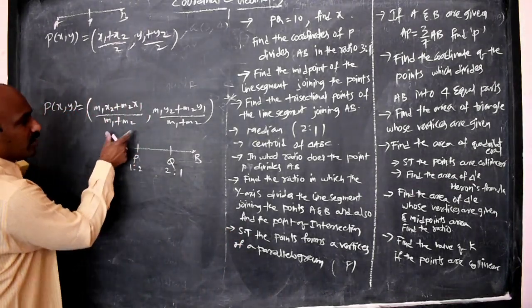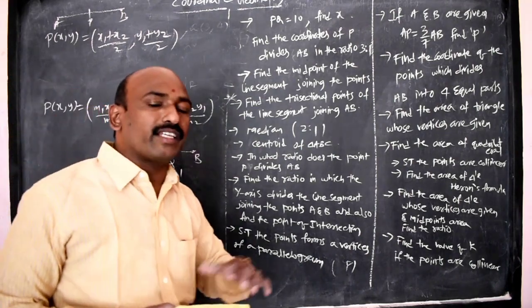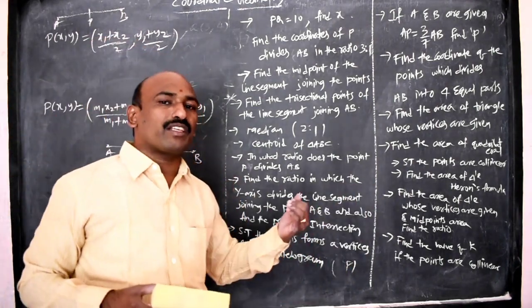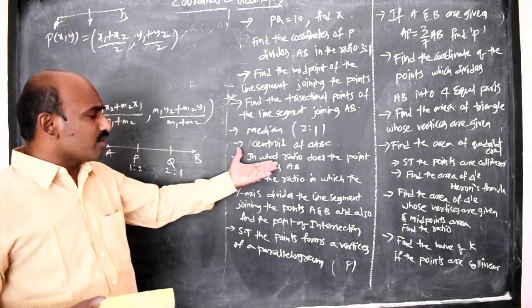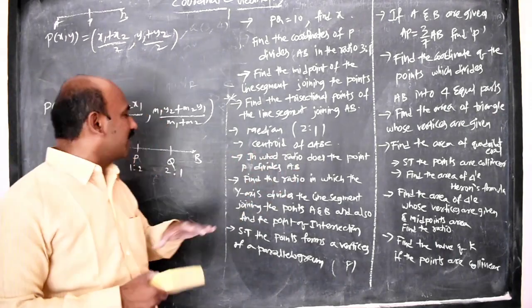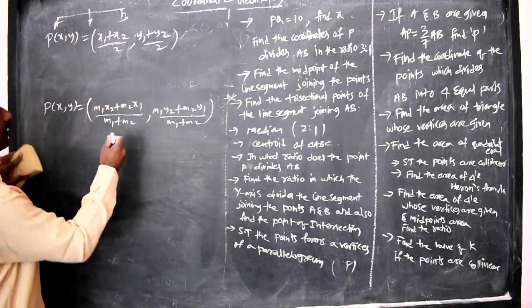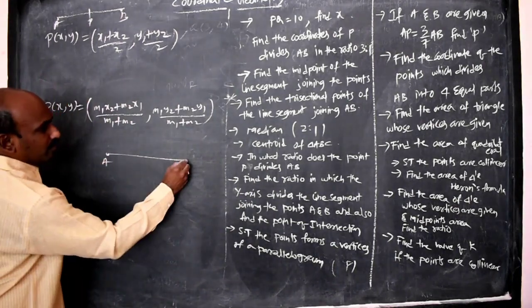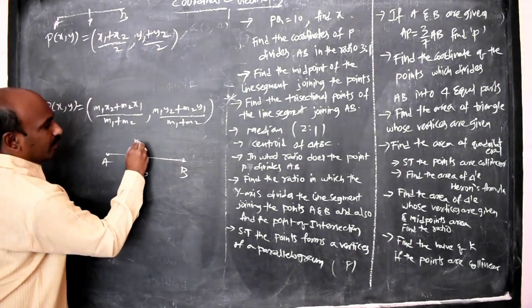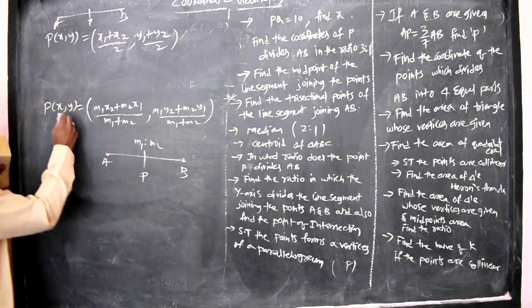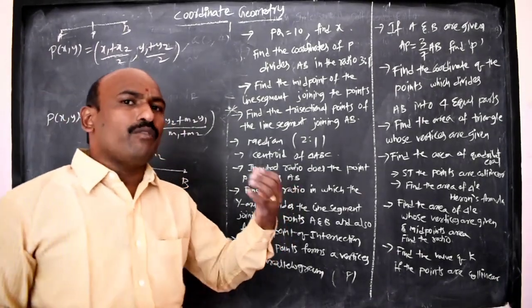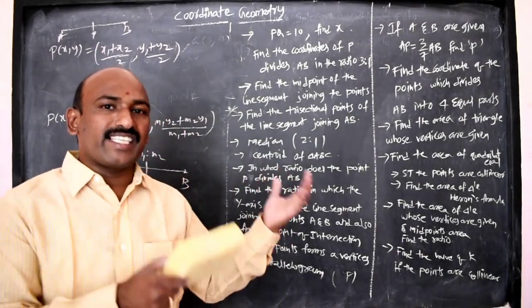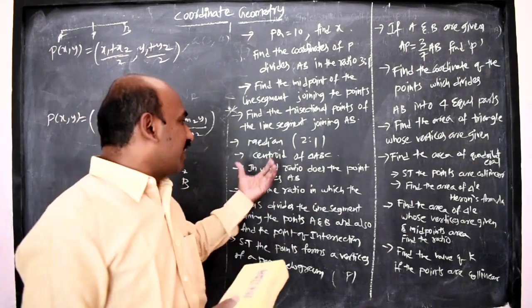Here we can apply the 2:1 ratio and get the centroid formula: ((x1 plus x2 plus x3) by 3, (y1 plus y2 plus y3) by 3), like that. And there are some more questions like this: in what ratio does the point P divide AB? We have to assume the ratio m1 is to m2 and equate the x coordinate to x and the y coordinate to y. Then equating either x to x or y to y, we can get the ratio.